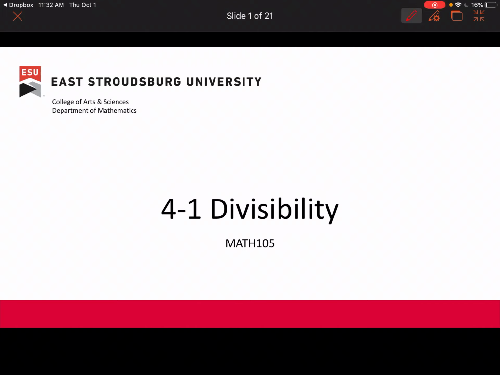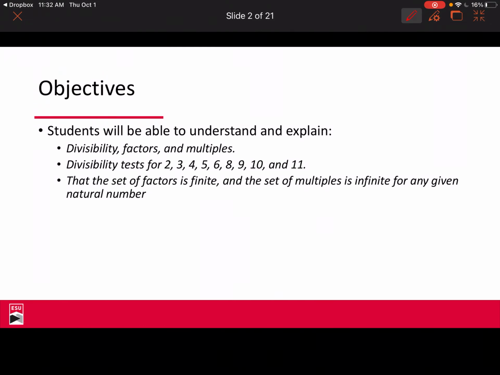Hi class, in this section we're going to be talking about 4.1, divisibility. Our objectives are to get an idea of what we mean when we say divisibility, what a factor is, and what a multiple is. Once we discuss what divisibility is, we're going to talk about divisibility tests, or ways we see if a number is divisible by 2, 3, 4, 5, 6, 8, 9, 10, and 11.